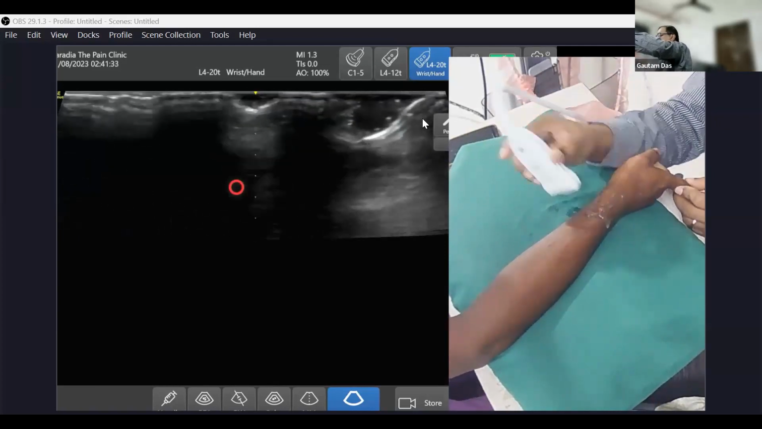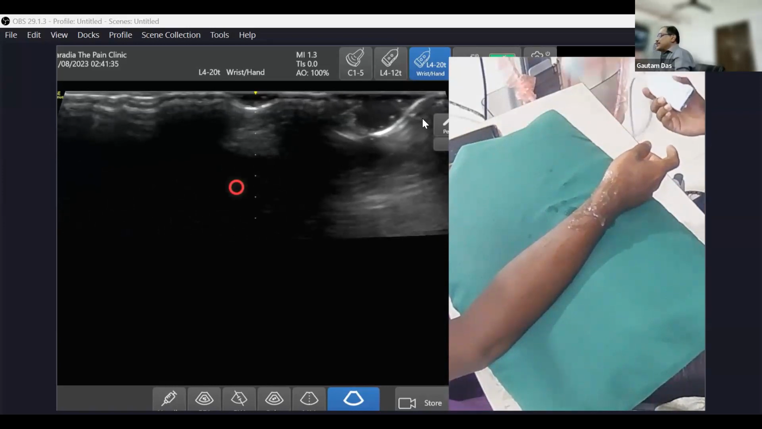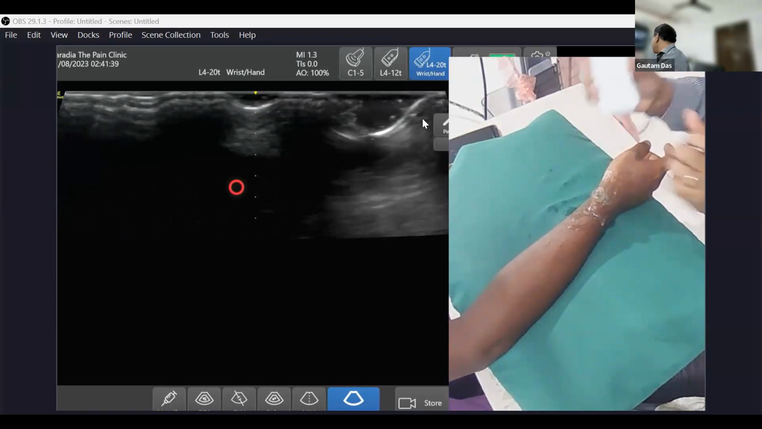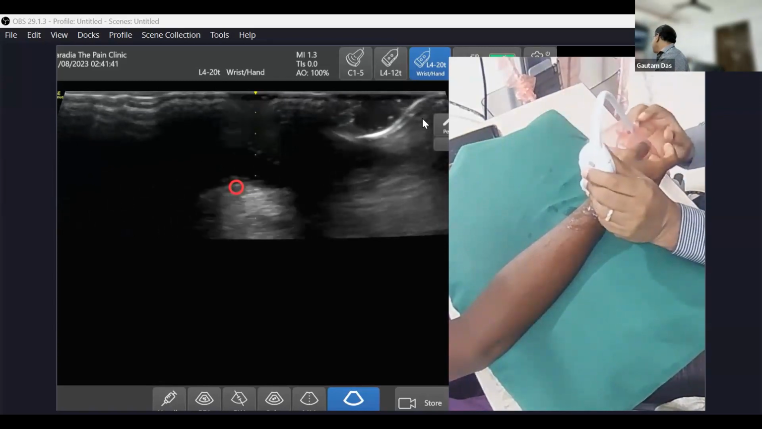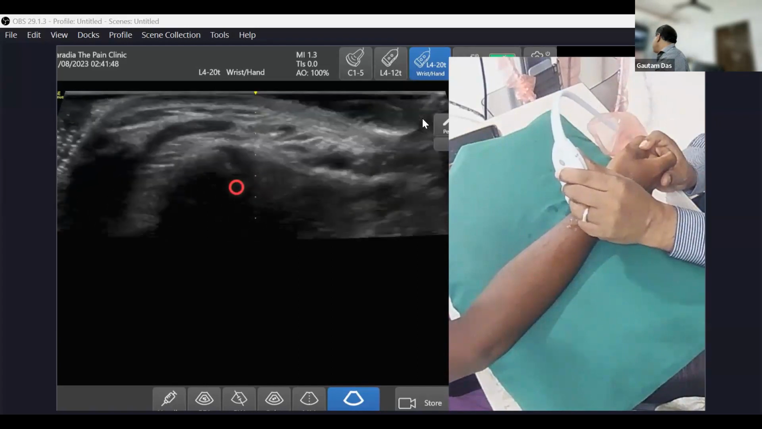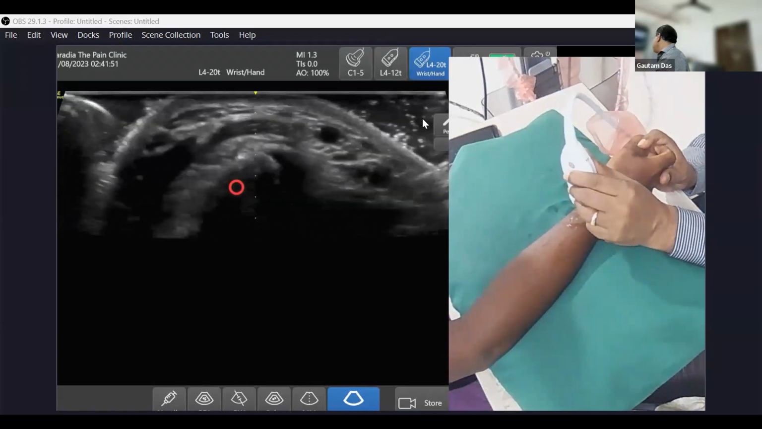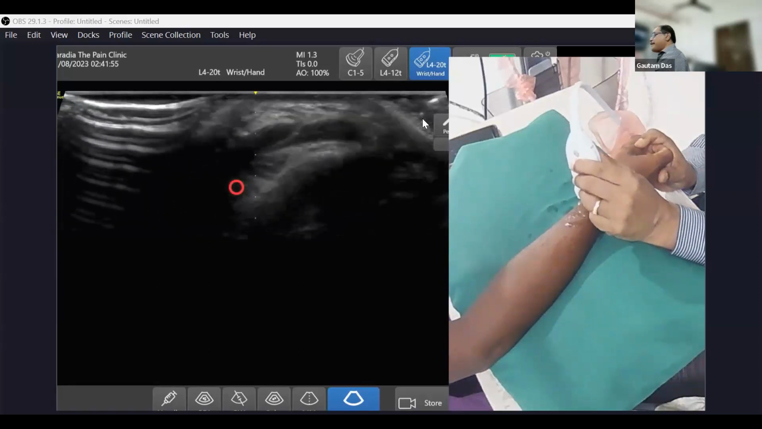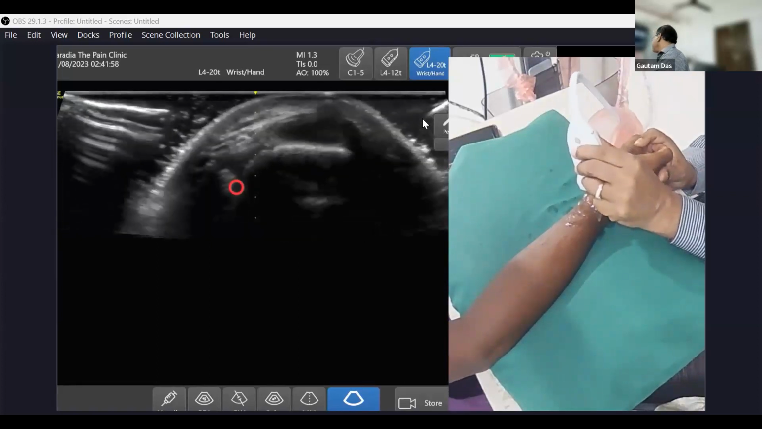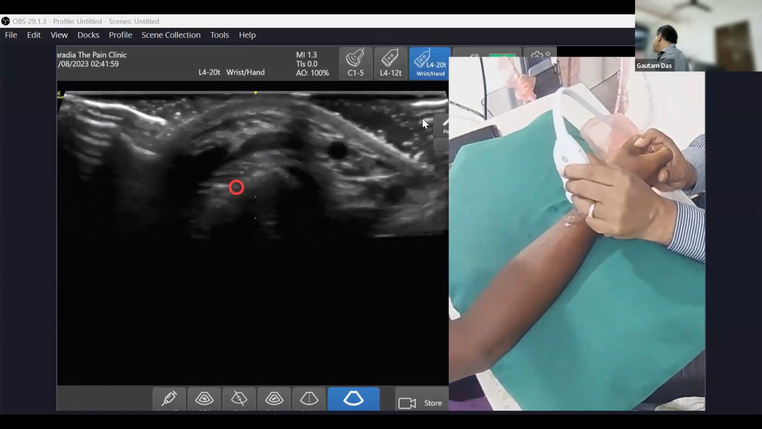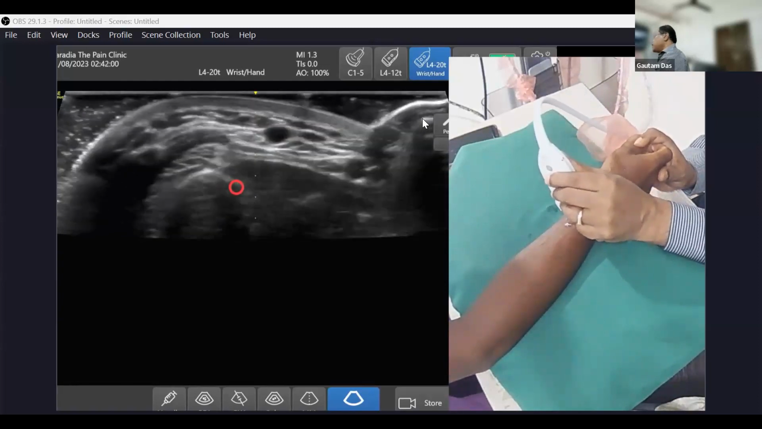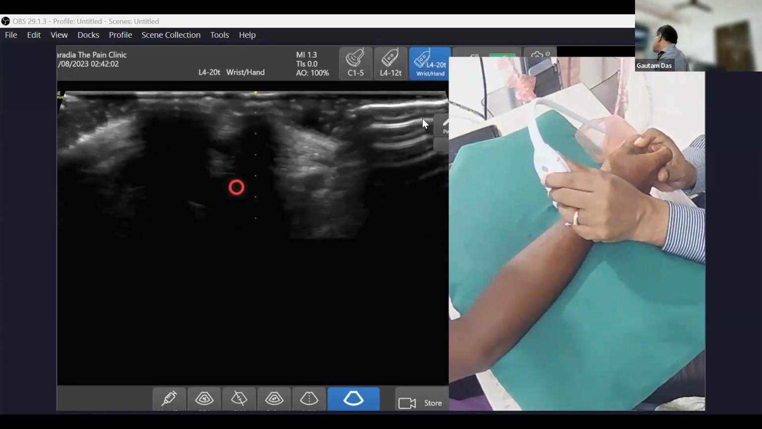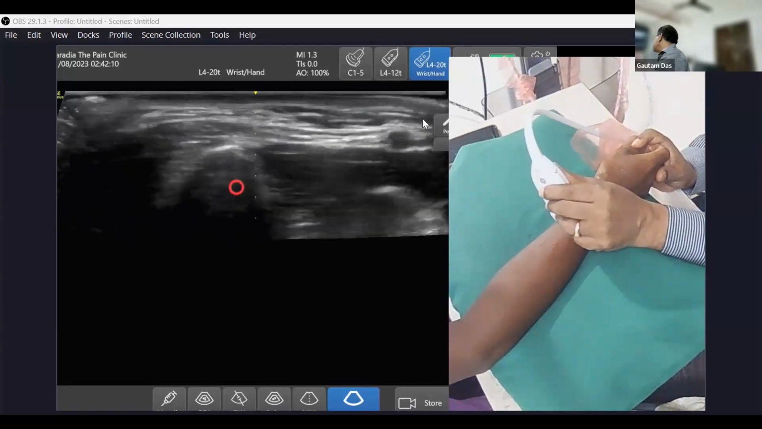This is very superficial. The vein gets collapsed as soon as I put the probe. Okay, here is the vein. As soon as I'm putting it, it is getting compressed. Anyway, the nerve is seen here very nicely.